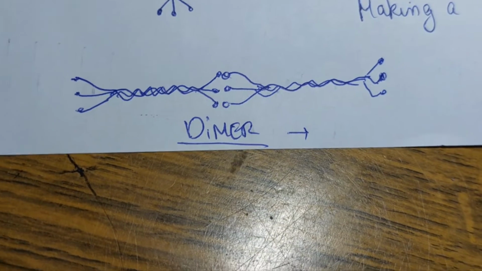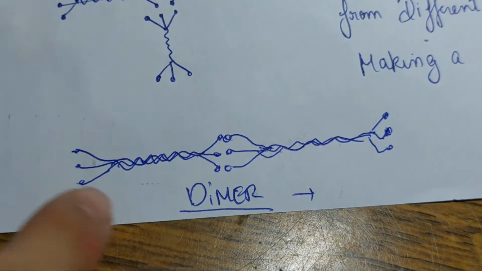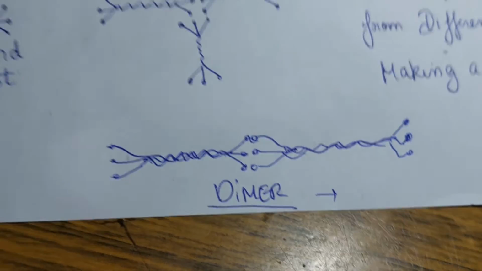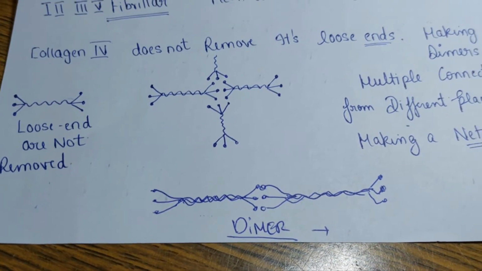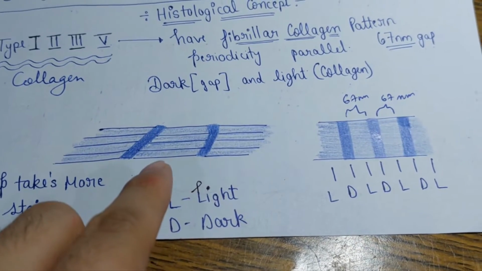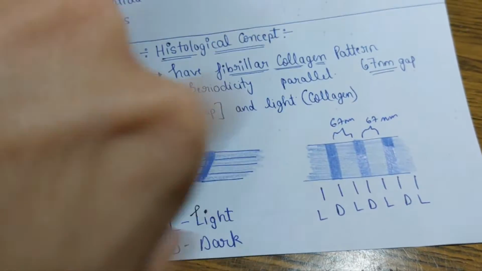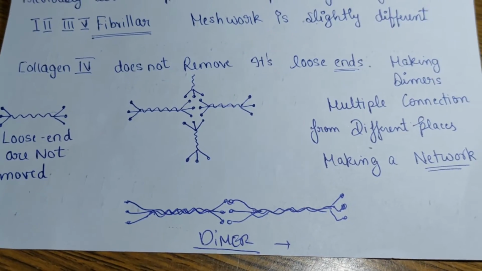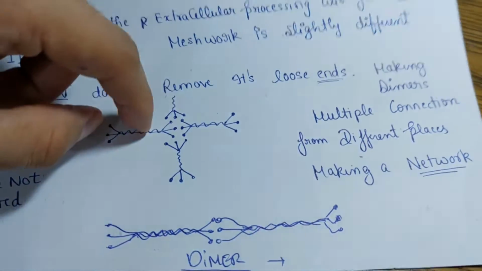In type 4 and type 7 collagen, the pro collagen will come out and it will form a dimer, that is, the loose ends won't be cut and the loose ends will join with each other. And also it doesn't form a fibrillar pattern. There will be no such pattern because it will form a mesh or network. And since it doesn't form a fibrillar pattern, there will be no periodicity, that is, after 67 nanometer light zone, it won't be there in type 4 and type 7 collagen. So this is the basic difference: the loose ends are not removed and they will form a dimer after being released, and eventually they will form a meshwork.